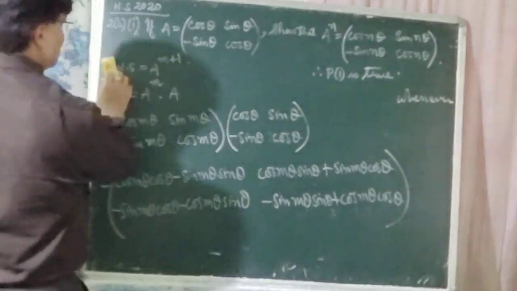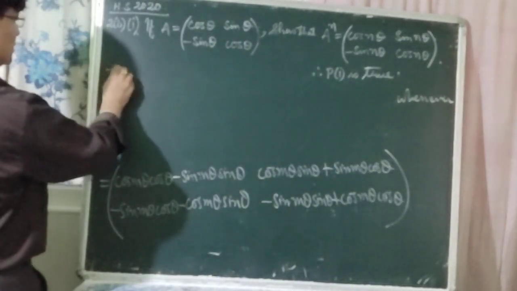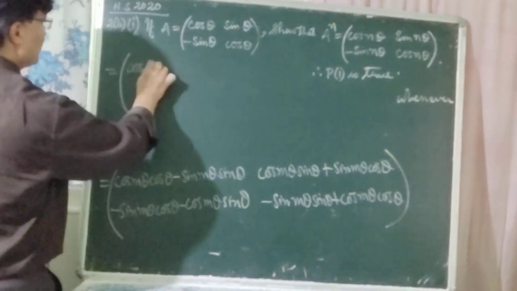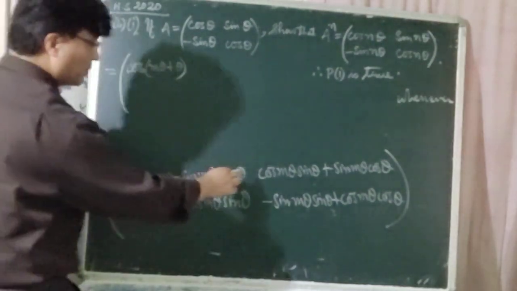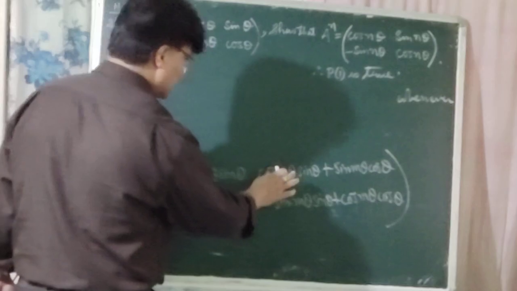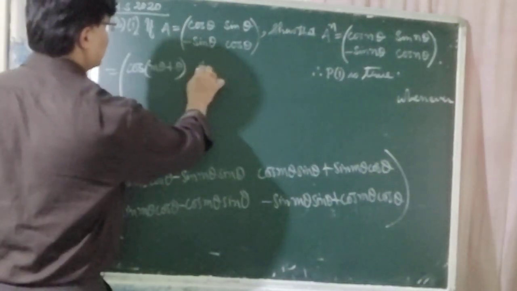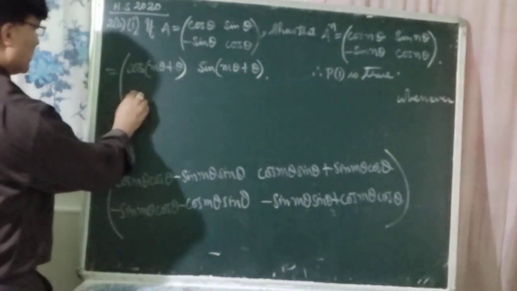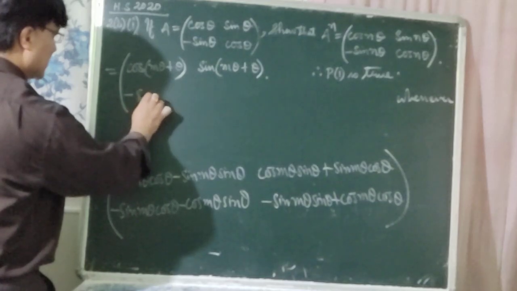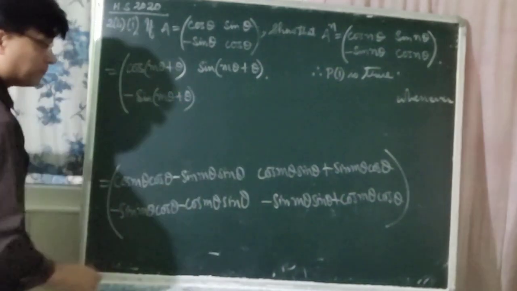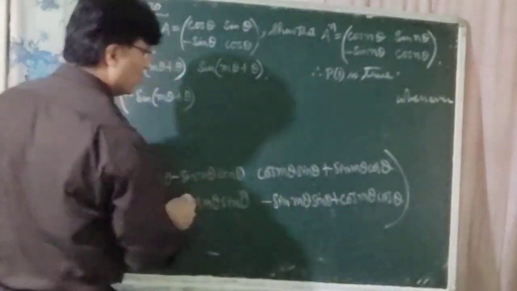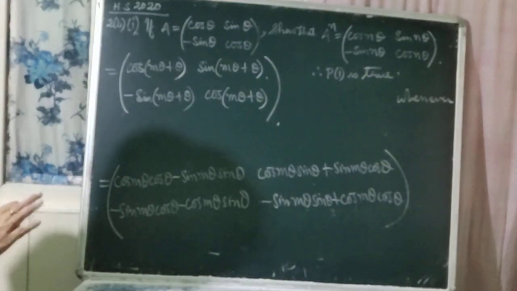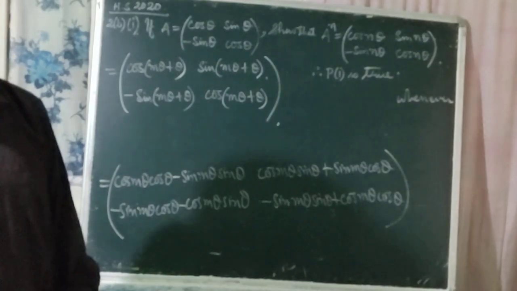Now let us simplify it further. What is the formula here? Cos A cos B minus sin A sin B is cos of A plus B, that is cos of n theta plus theta. And sin A cos B plus cos A sin B is sin of A plus B, that is sin of n theta plus theta. Here minus is taken common, so within the bracket we have a plus sign. I think you have understood it. This is the compound angle formula in trigonometry.